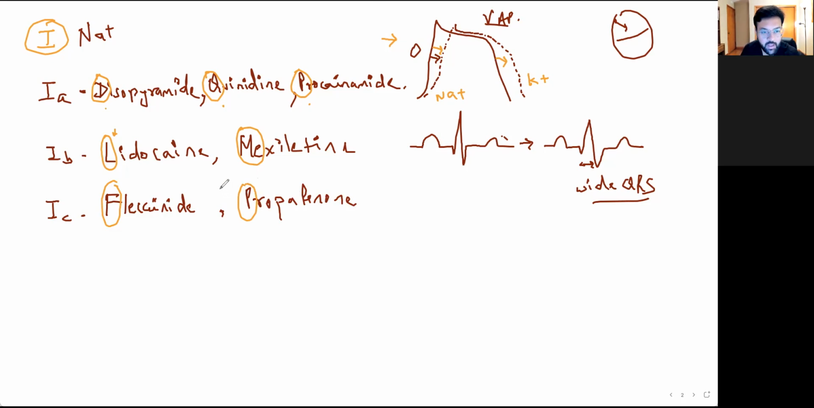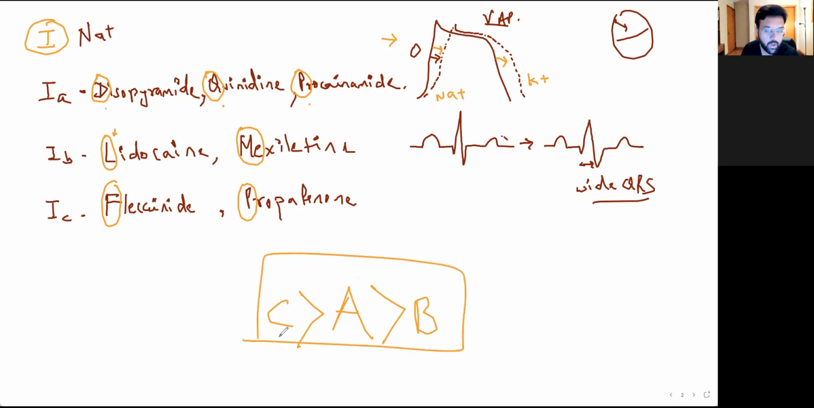Now, one thing you already learned, class 1A, apart from blocking sodium, also blocks potassium channel. And you also know the affinity of the blocking of the sodium channel. Who is the strongest in blocking sodium channel? C. Very good. Followed by A, then B. Very good. CAB. That's the affinity of the sodium channel blockade. Okay. Perfect.